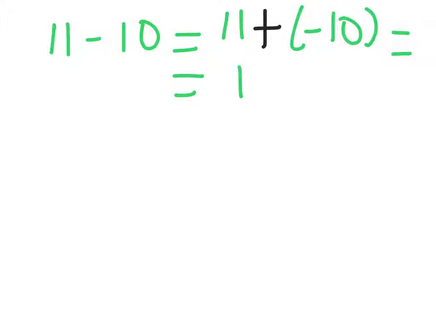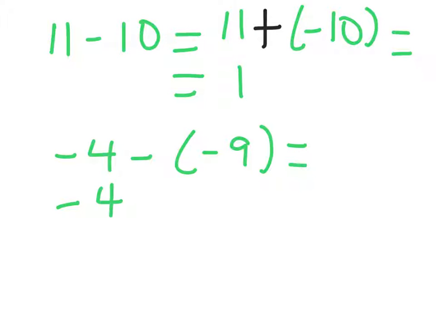In another example, we could have negative 4 minus negative 9. So this one is a little bit more confusing because we have a negative and a negative here. And the subtraction rule is that we're going to add the opposite of negative 9. And so that would work out as negative 4 plus 9. And that's going to equal 5.